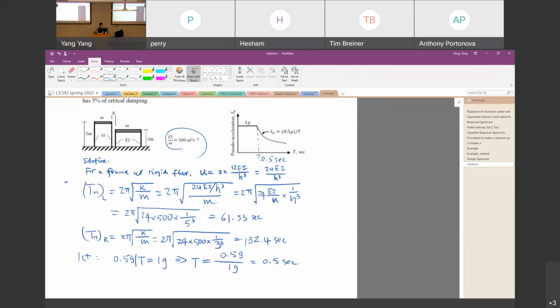So that makes sense? Good. That means if the period is smaller than 0.5 second, the spectral acceleration is equal to 1g. If it is larger than 0.5 seconds, we need to use a different equation.